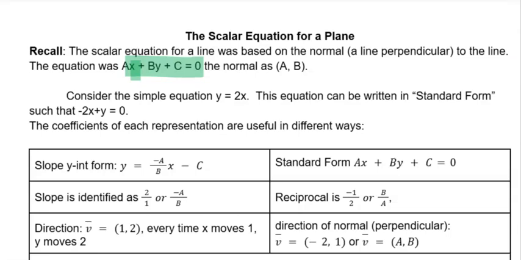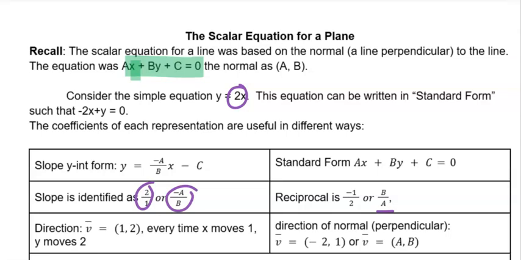And the coefficients of each representation are useful in different ways. So let's just take a minute and review. In the slope y-intercept form, we'll end up with negative a over b x minus c. And from that form, we can determine that the slope is 2 over 1, or negative a over b. The reciprocal of that slope is b over a, or negative 1 over 2.